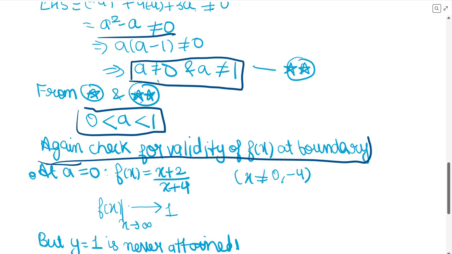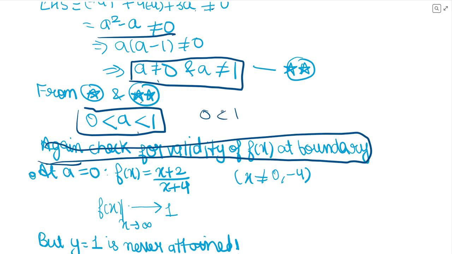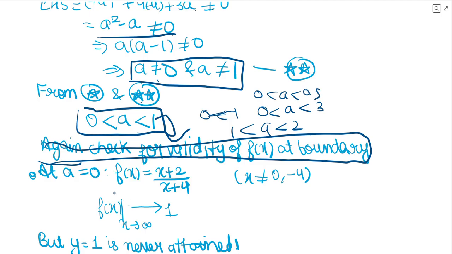We need to check for the validity of f(x) at this boundary of a, right? Whether these things are also included. For example, if the option was not given to us in terms of 0 and 1, for example, one option could have been 0 till 3 or 0 till 2, then we have to further ensure that is it actually valid or not, or maybe some shorter interval that a belongs from 0 till 0.5, right?